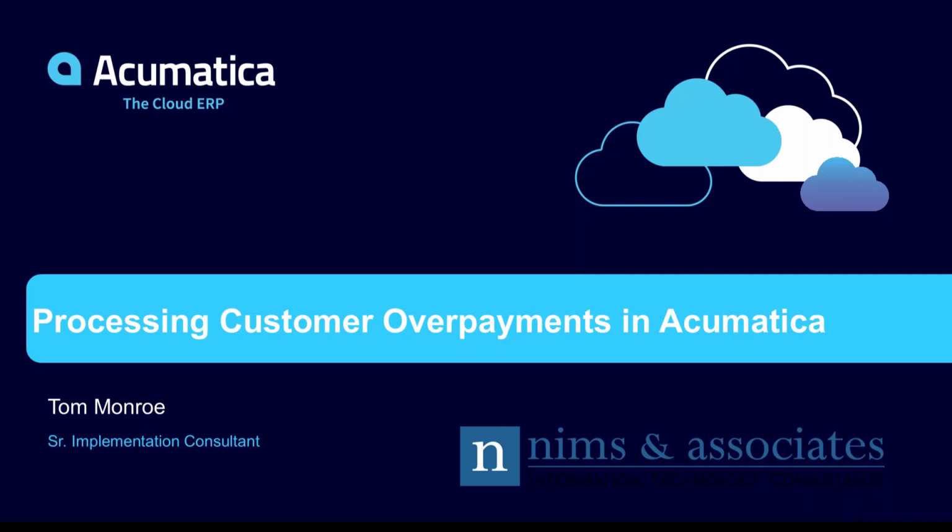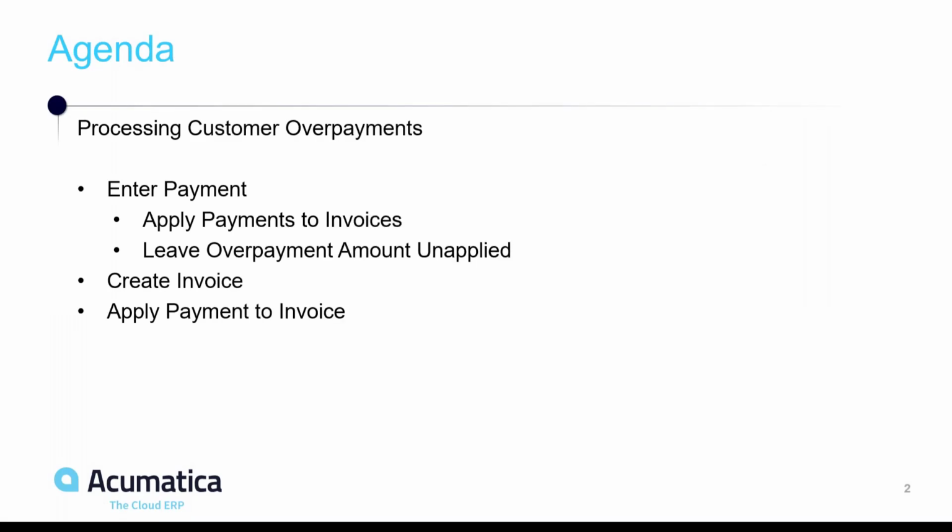Today, we're going to talk about processing customer overpayments in Acumatica. Let's take a look at our agenda. So the first thing we're going to do is enter a payment. And when we enter a payment as normal, we can apply payments to invoices. But in this example, we're going to have an amount that we're not going to apply to an invoice. We're just going to leave that as an unapplied amount. Then we're going to create an invoice and then apply that overpayment to that invoice.